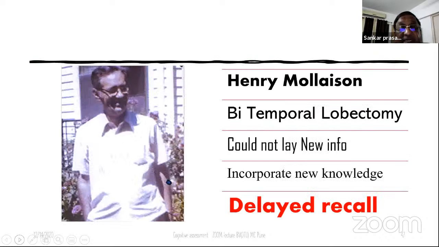This is a person, this is Henry Molaison, who underwent bitemporal lobectomy. He could not learn any new information, that is, anterograde learning is defective.